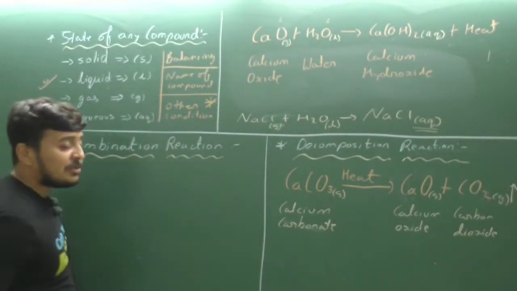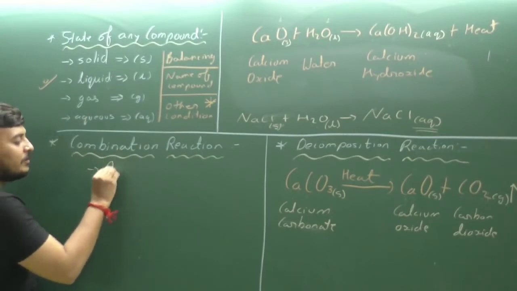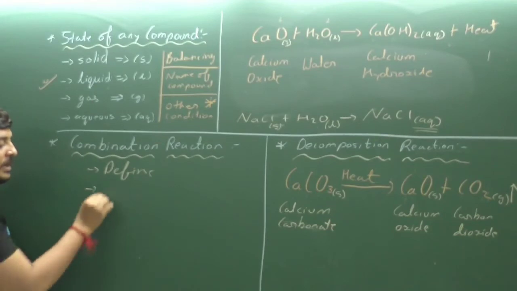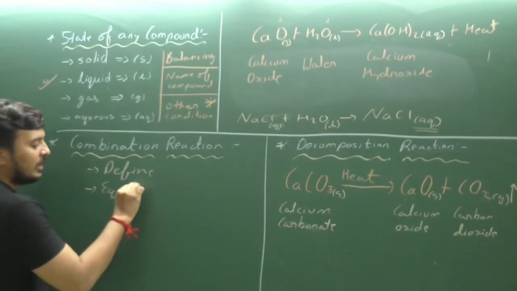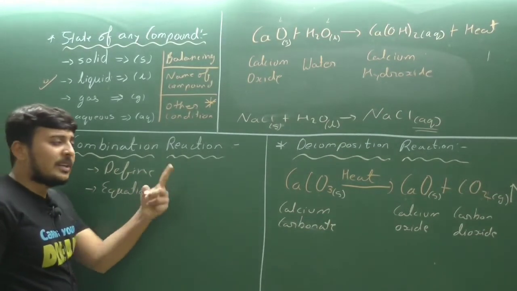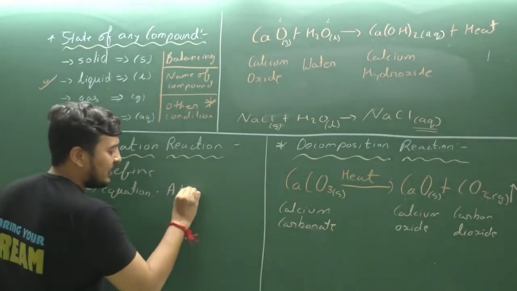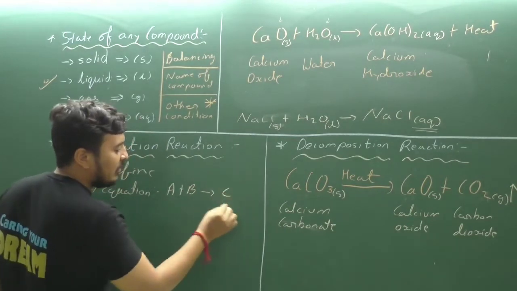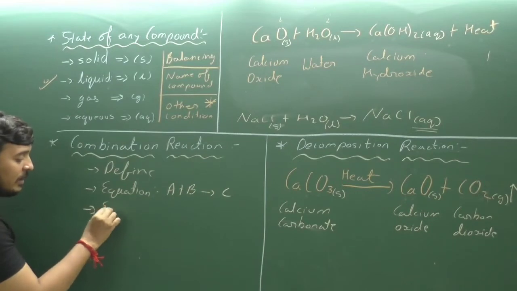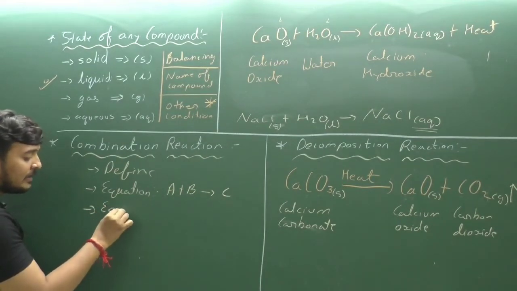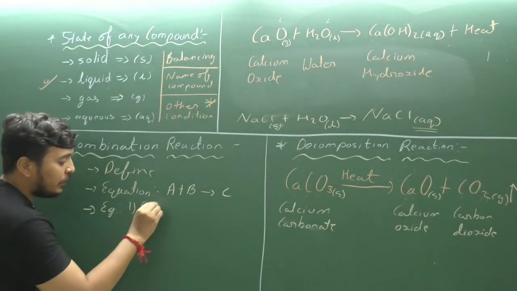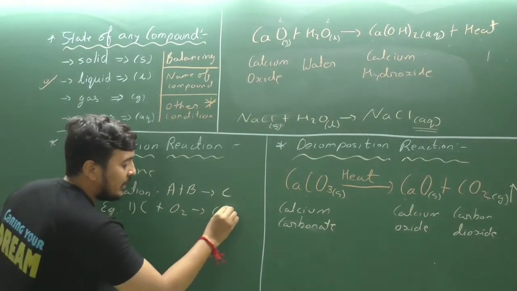How will you explain the combination reaction? The first step will be the definition. The second step will be the equation. What was the equation? For those who don't remember, combination reaction means two or more reactants, single product. So we can write A plus B will give C. The product will be single; there is more than one reactant. Now the third thing will be examples.